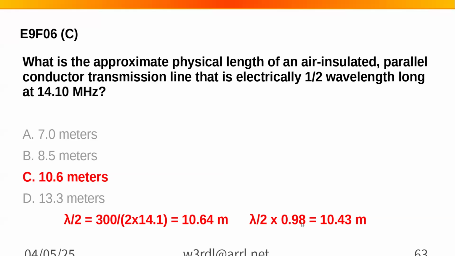And then if you apply the 0.98 velocity factor, it cuts it down to 10.43. Their answer is 10.6, which is closer to this without the velocity factor. But nothing else is close. So it's got to be 10.6. Maybe they didn't include the velocity factor, but since they mentioned it's air insulated parallel, I don't know.